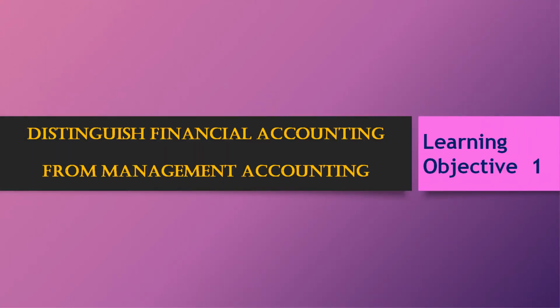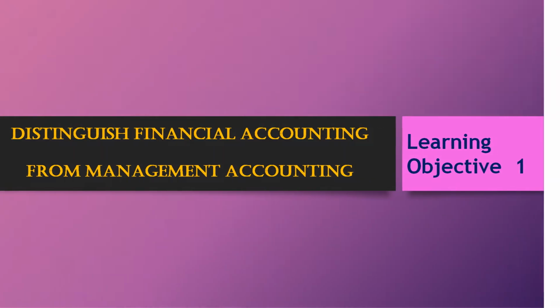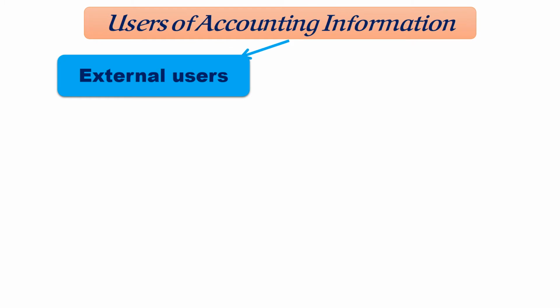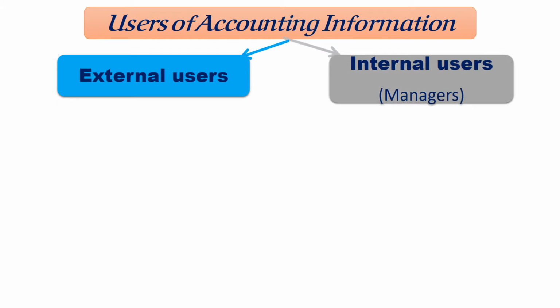Learning objective number 1. In this section, you will learn how to distinguish financial accounting from management accounting. Accounting information is used by two different groups. The first group is external users, and the second group is internal users.